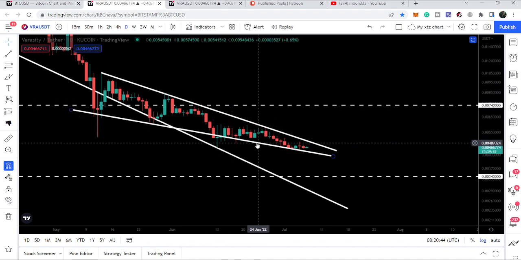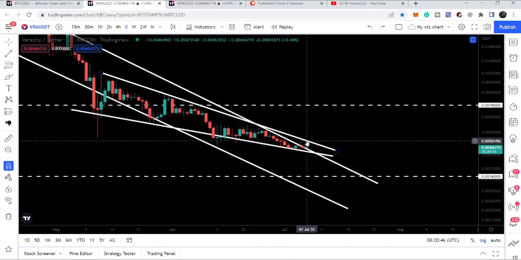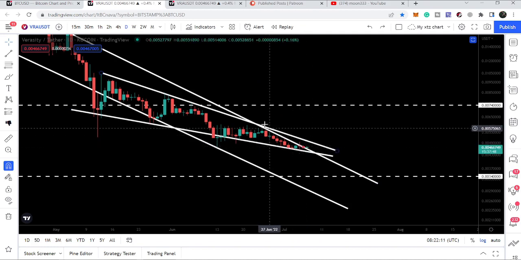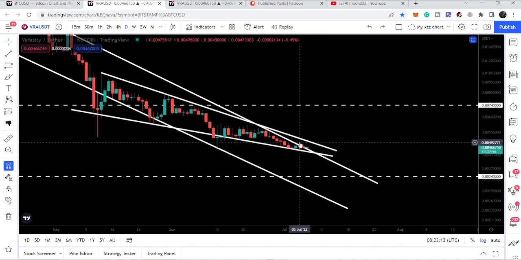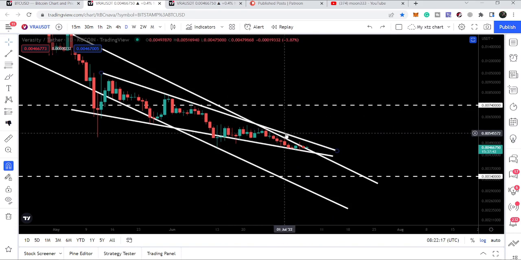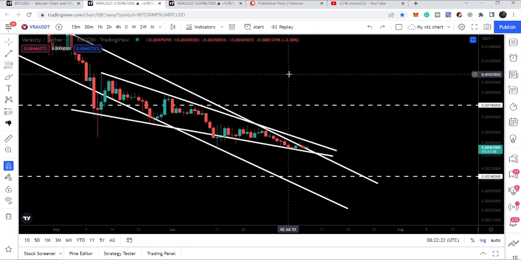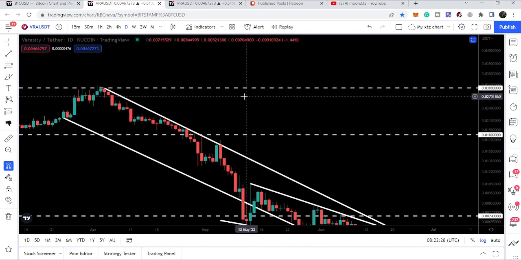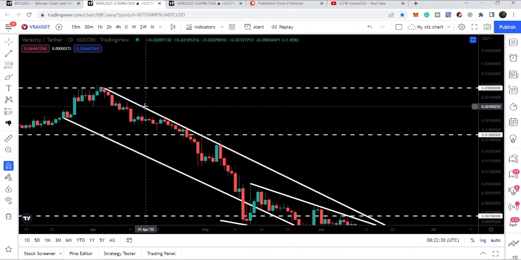So we also need to break out this resistance of the falling wedge, even though we are out of the resistance of the down channel. For example, if we have a closing above this resistance of the down channel, then this breakout will be quite confirmed. But we still need to break out the resistance of the falling wedge pattern as well. The target for the falling wedge pattern will be here at the top of the wedge, approximately at 1 cent, and the target of the down channel is approximately here at 3 cents.